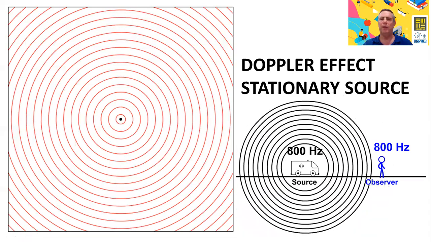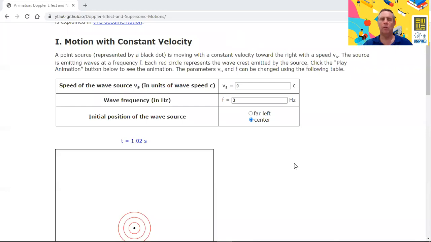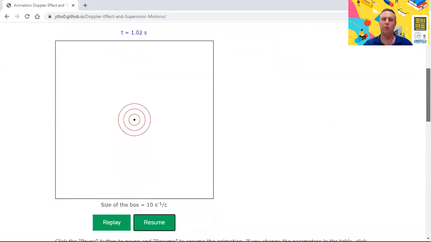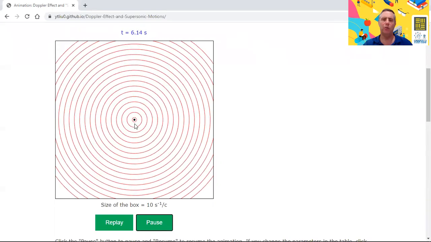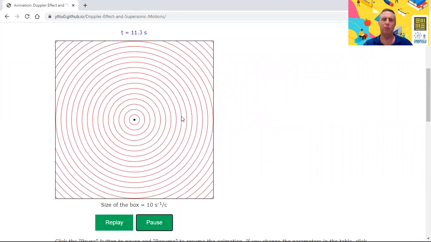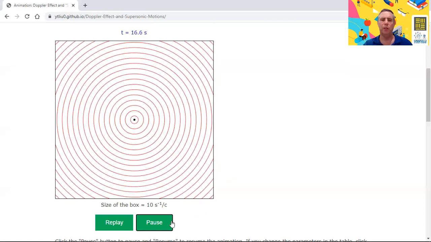Let's investigate that a little bit more by looking at a great web animation. So this animation allows us to change the speed of the wave source. You can see at the moment I've put the speed as 0. The wave frequency is going to be 3 hertz, 3 waves per second. And then what I can do is simply start the animation. And you can see as the waves move outward, 3 waves per second, because the source is not moving, it doesn't matter where you stand, you'll experience 3 waves per second. So there's no Doppler effect because we have a stationary source.